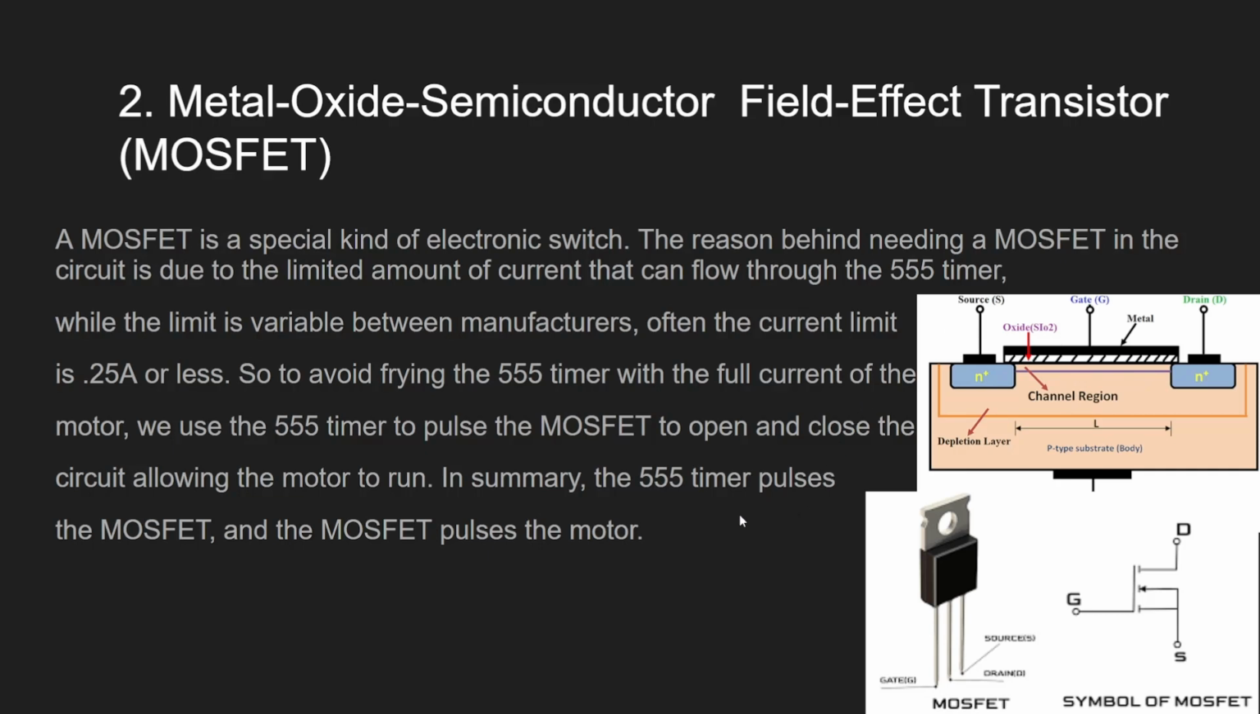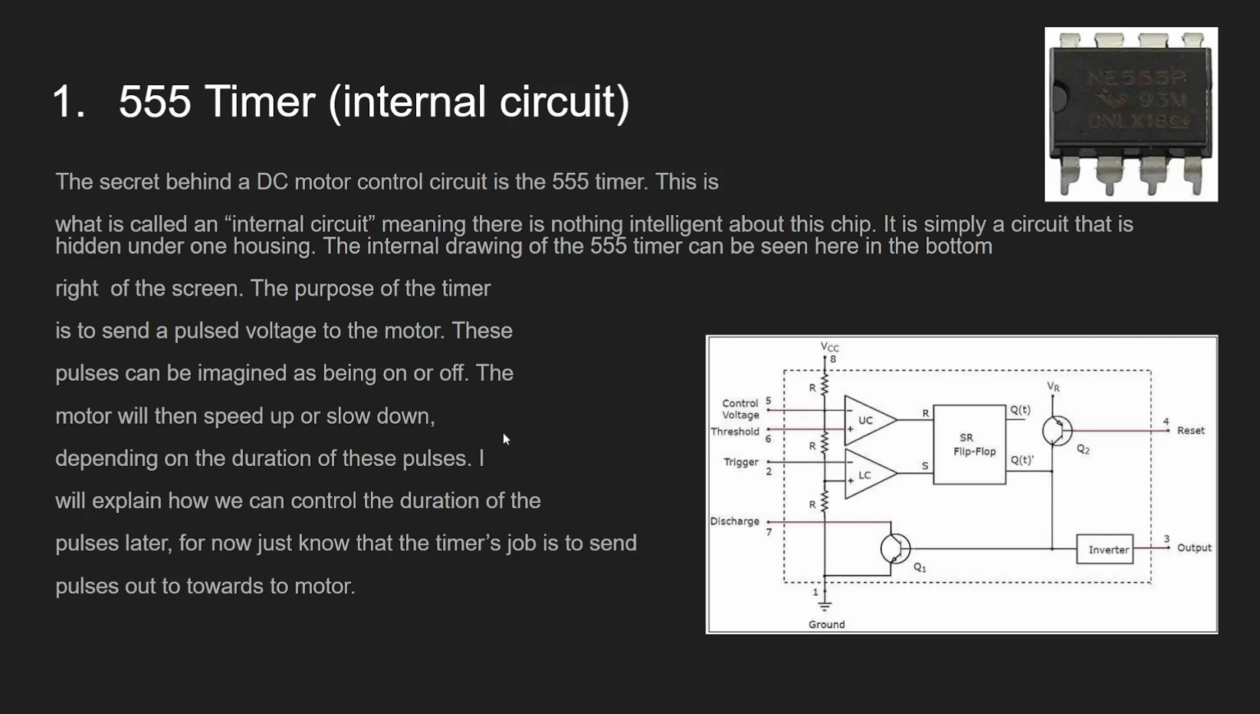Okay, so we use the 555 timer to pulse the MOSFET, and the 555 timer is pulsing the gate. So it's pulsing, pulsing, pulsing, and that increases or decreases how much flow is going through, which means the motor will take an average of how much power it can get over time, if that makes sense. Because we can vary how long these pulses are.